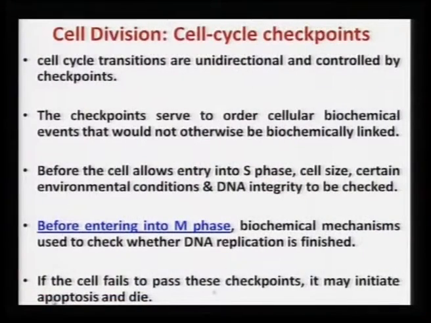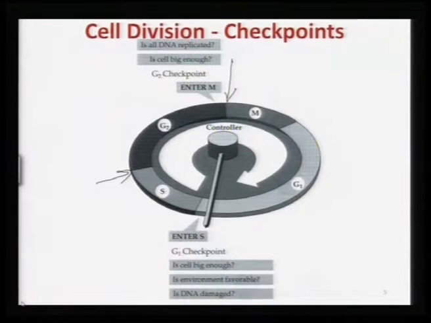Okay. Cell cycle transitions are unidirectional and controlled by the checkpoints. What does it mean? Unidirectional means it is always going like this. This is not a reversible process, remember that. Once the cell goes from G1 to S, it is never possible that, just because the cells are not entering G2, the cells will go back to G1. You understand what I am saying? So, it is all a unidirectional process.